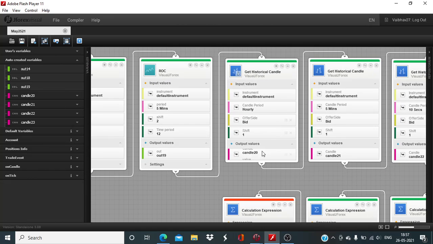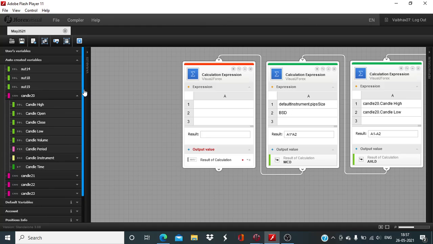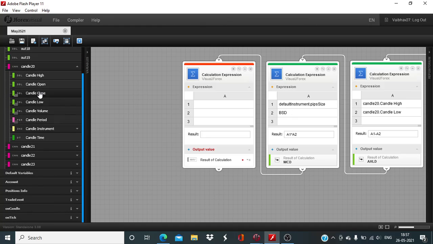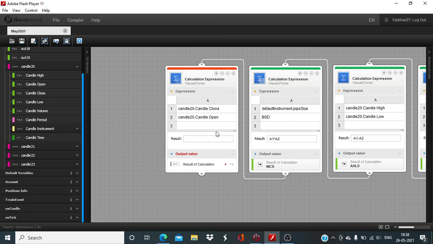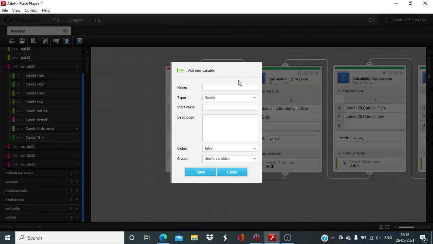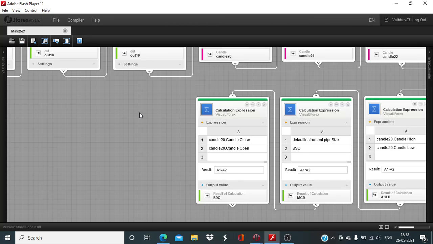We are also going to compare the candle 20's closing and opening difference. For the buy side trade, we will need its closing value to be higher than its opening price by at least 5 pips. So I will take the difference and then compare it with the calculation which we carried out in the last block. A1 minus A2. Okay, quite simple.